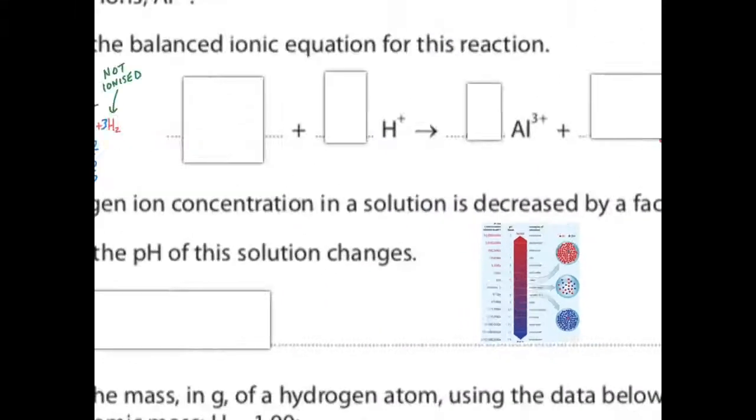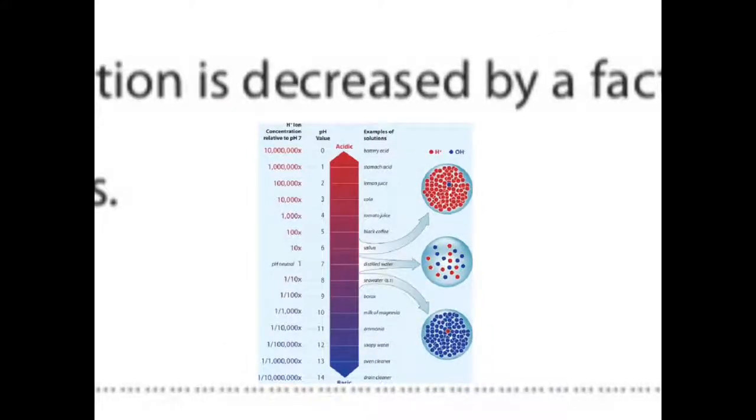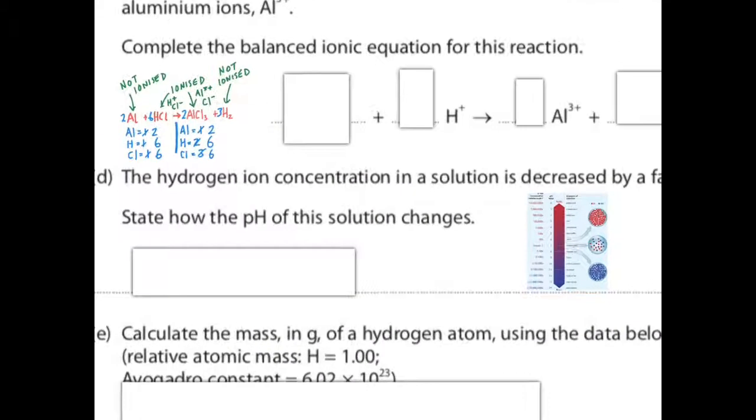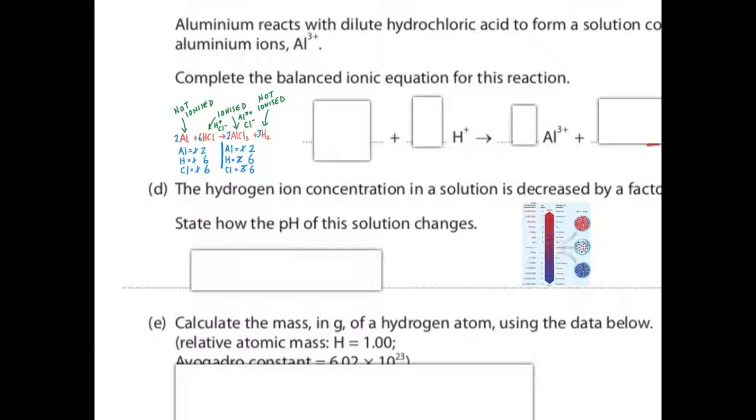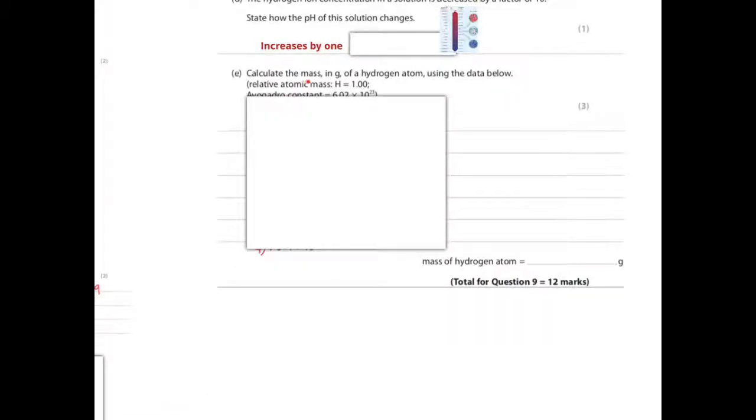Now, the question is, state how the pH of this solution changes if we decreased by a factor of 10. So the hydrogen ion concentration in solution decreased. So in other words, we're going in this direction. So the pH would get higher. It's important to understand. You can easily trip up and say it gets lower, but no, it gets higher, increases by 1.